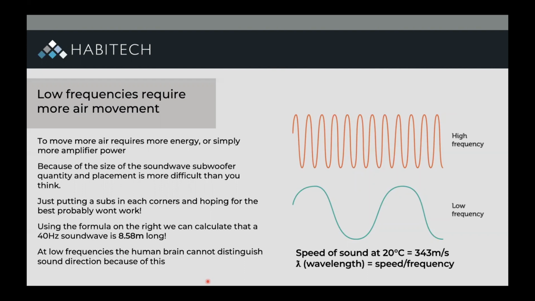One of the things that many people say, and it is true, is that at low frequencies, the human brain cannot distinguish sound direction. Just to explain why: the ears can only distinguish differences in where sound is coming from if the distance between the ear and the sound wave is different on both sides. And of course, at lower frequencies with an 8.58 meter sound wave, there's no way the ear is going to be able to do that. So it's true to say that at low frequencies, the human brain can't distinguish sound direction, but that doesn't mean that subwoofer placement isn't important.